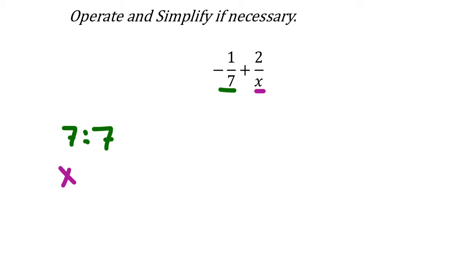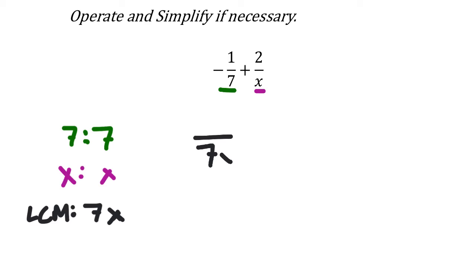Well, what about the x? I don't know anything about x other than it's just x. So there are no common factors in this one. If I wanted the least common multiple for both, you'd have the 7 and you'd have the x. They're just uncommon. So 7x, or 7 times x, is what I need the denominators to look like. So I need this fraction to have a denominator of 7x, and the second fraction also to have a denominator of 7x.